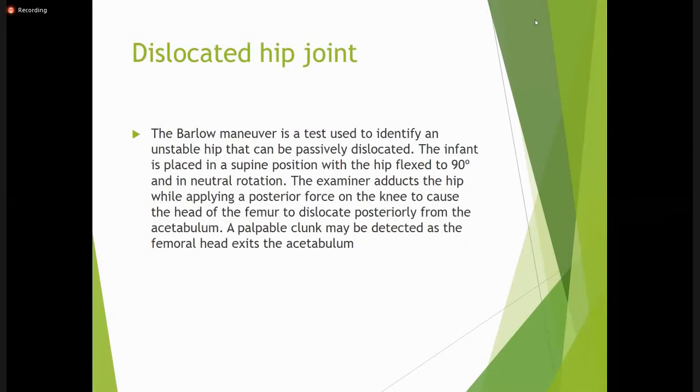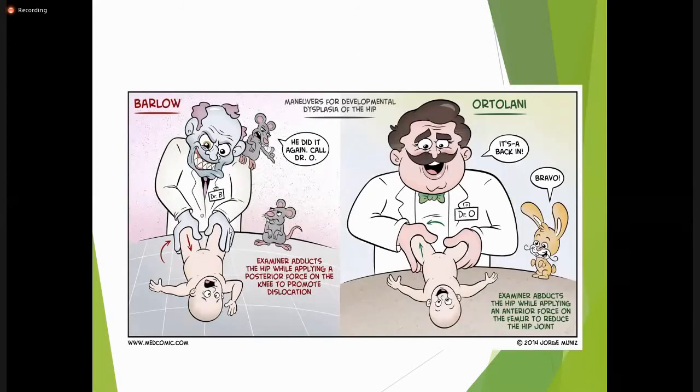So now we come to this description. The Barlow maneuver is a test used to identify an unstable hip that can be passively dislocated. The infant is placed in a supine position with the hip flexed to 90 degrees and in neutral rotation. The examiner adducts the hip while applying a posterior force on the knee to cause the head of the femur to dislocate posteriorly from the acetabulum. A palpable clunk may be detected as the femoral head exits the acetabulum. So, we are actually dislocating the hip joint by adducting the thighs.